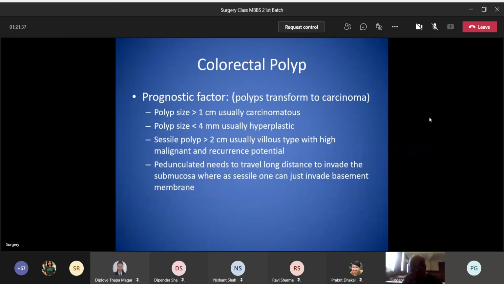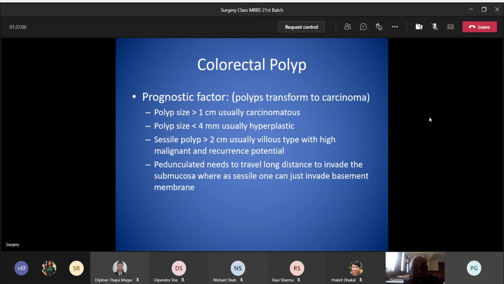The prognostic factors for polyps transforming to carcinoma: polyps less than 1 centimeter are usually not carcinomatous, and those more than 1 centimeter are usually carcinomatous, as seen size-wise. A polyp size less than 4 millimeters is usually hyperplastic. Sessile polyps more than 2 centimeters are usually villous type, with high malignant and recurrent potential.